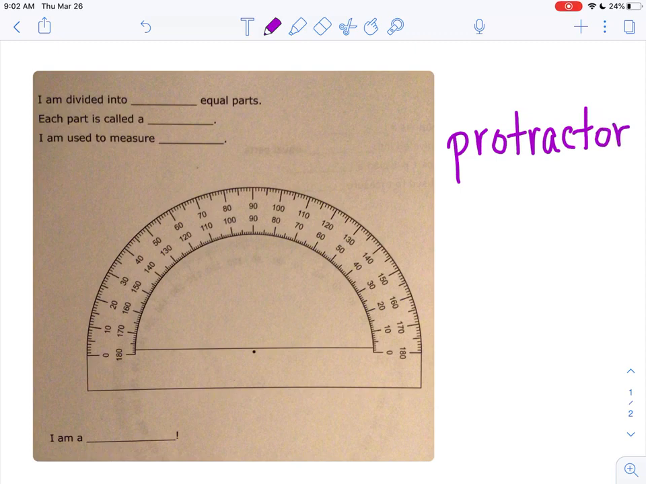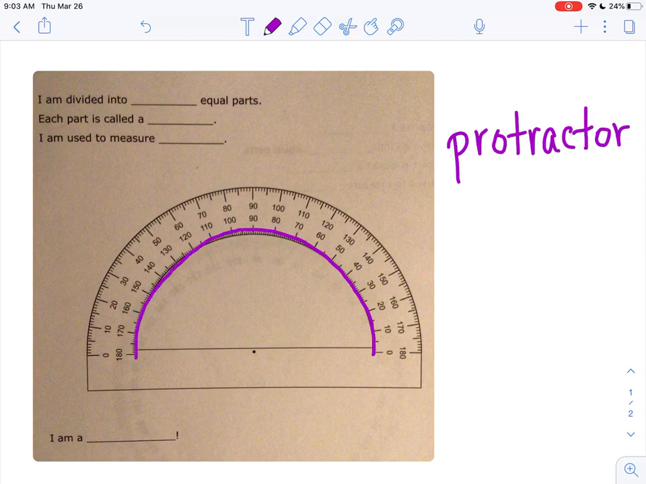So I want you to look at the protractor for a minute and tell me, what do you notice about it? That's right. I bet you said, I noticed there are two sets of numbers. And when you look at those two sets of numbers, they're exactly the same. So let's talk about this for a minute. We have our inside set of numbers that start with 0 degrees. It counts by increments of 10, and it ends at 180 degrees.